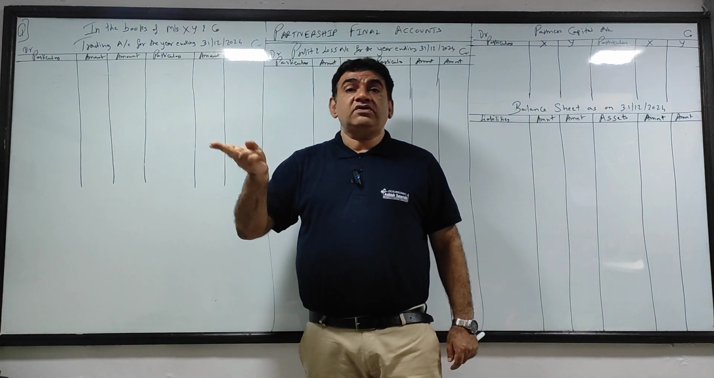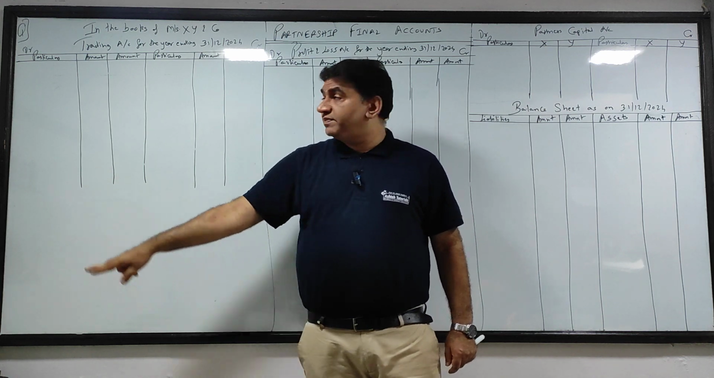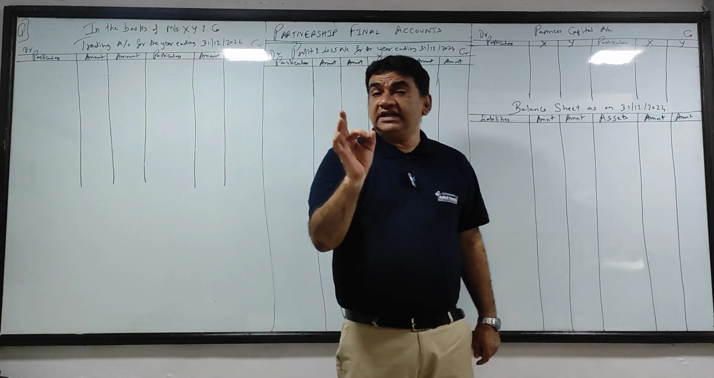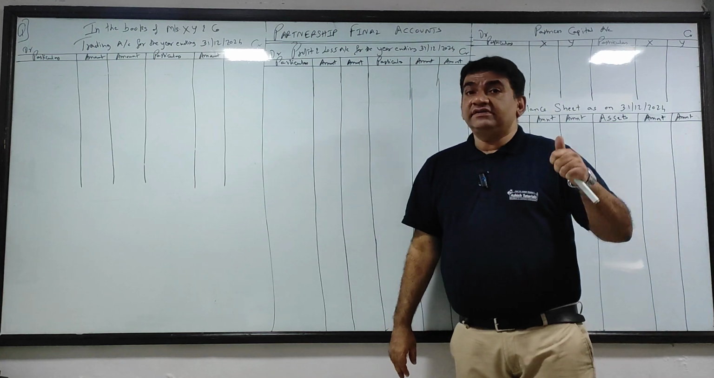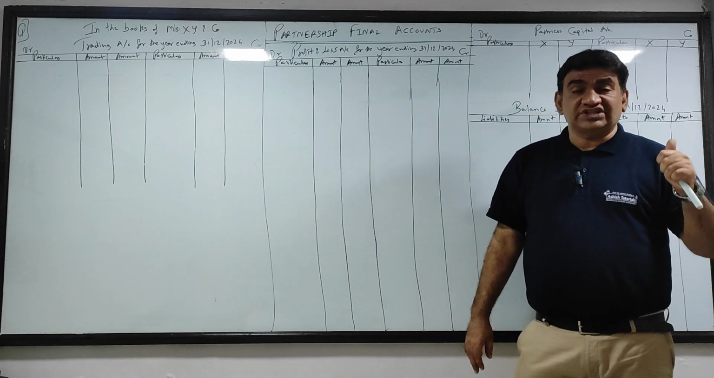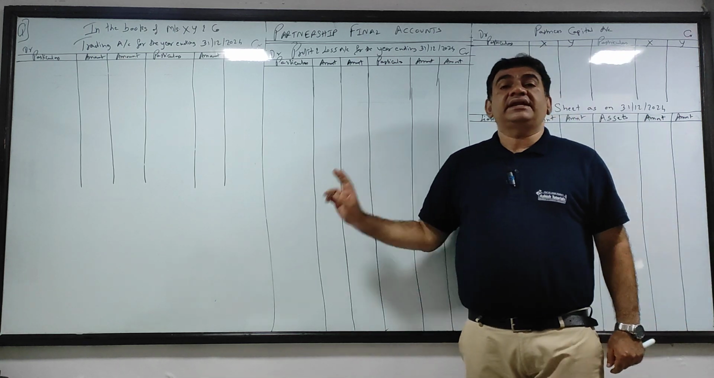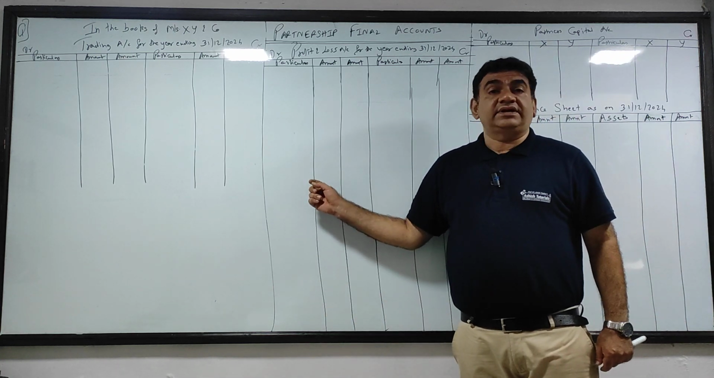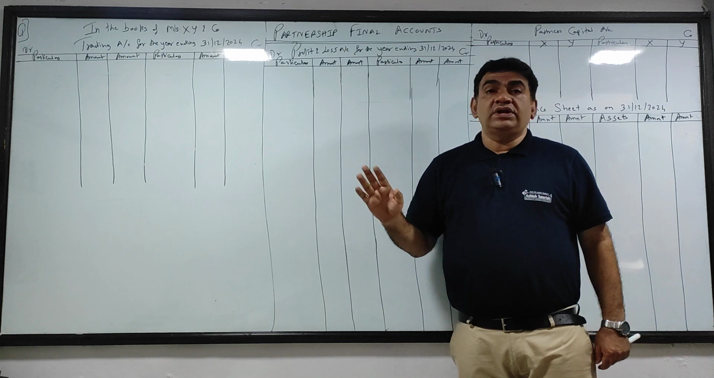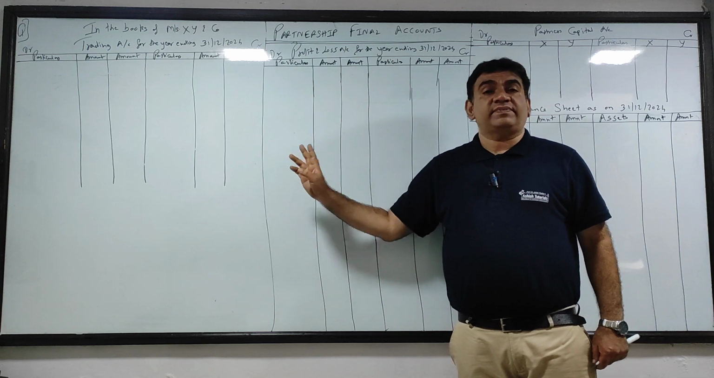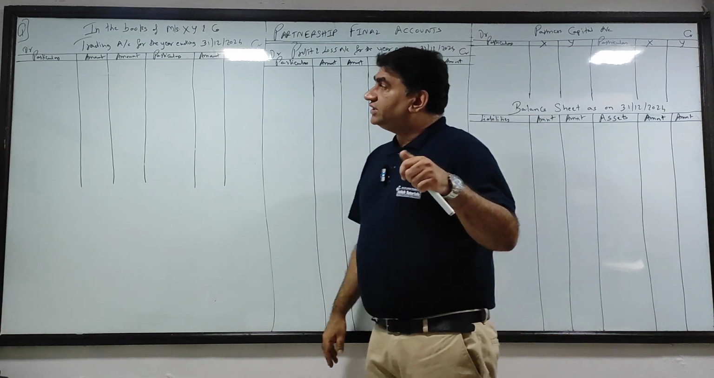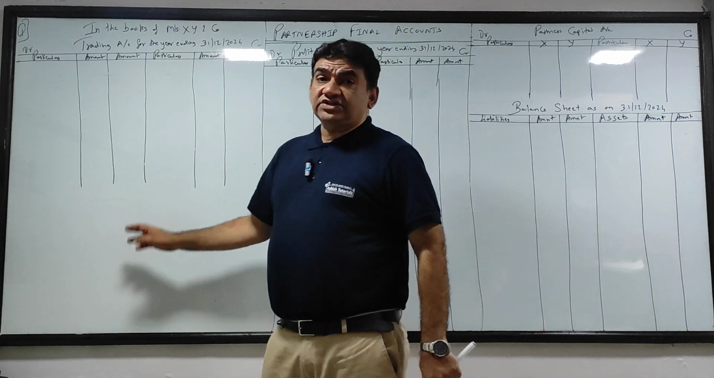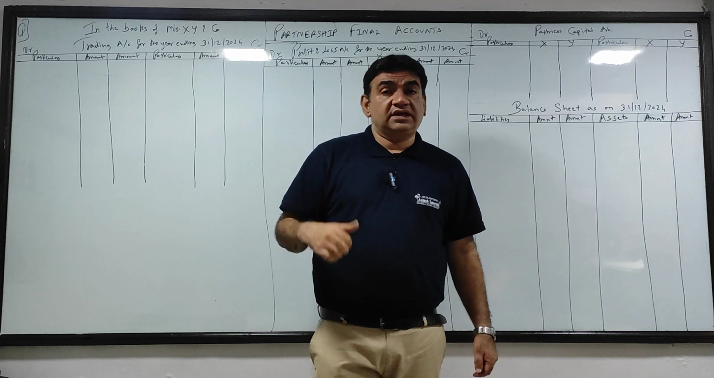If they say royalty on purchase or production, it is a direct expense, debited to trading account. But if the question mentions royalty on sales, then that will be an indirect expense and debited to P&L. Only royalty on production or purchase will be a direct expense, trading debit.